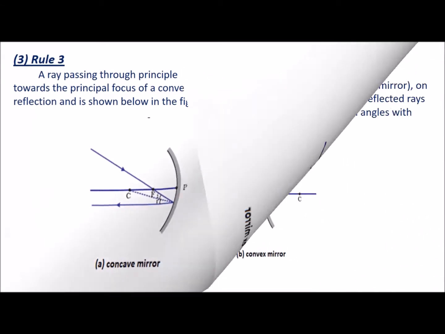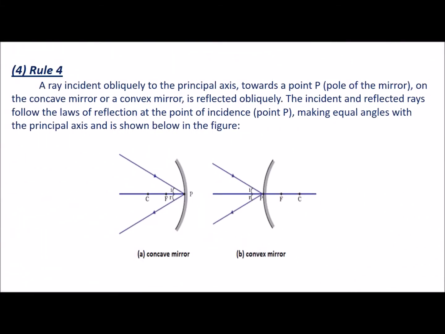Rule 4. A ray incident obliquely to the principal axis, towards a point P, the pole of the mirror, on the concave mirror or a convex mirror, is reflected obliquely. The incident and reflected rays follow the laws of reflection at the point of incidence, point P, making equal angles with the principal axis, as shown in the figure.